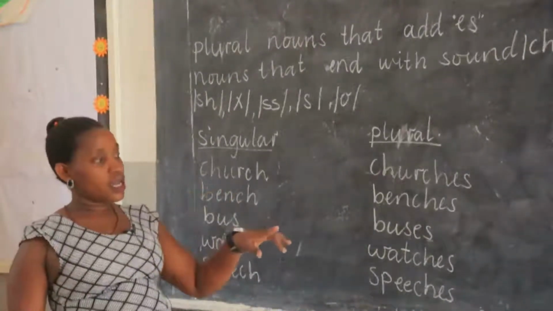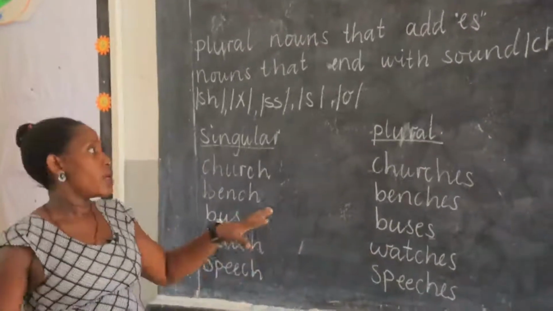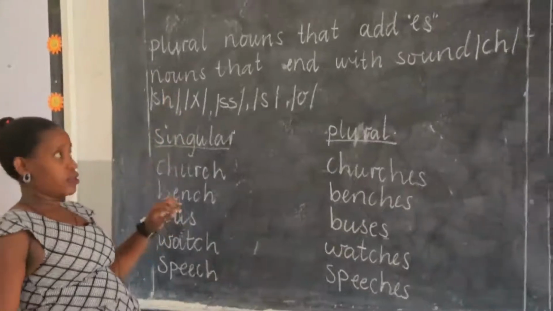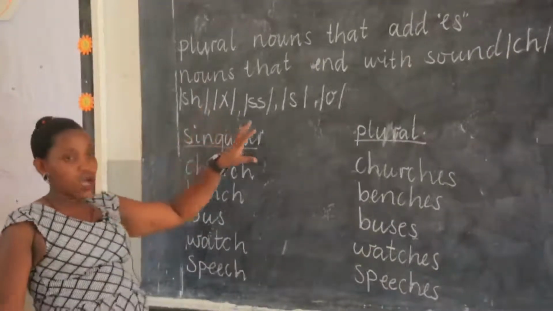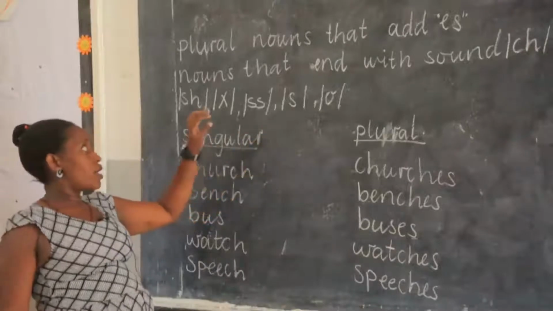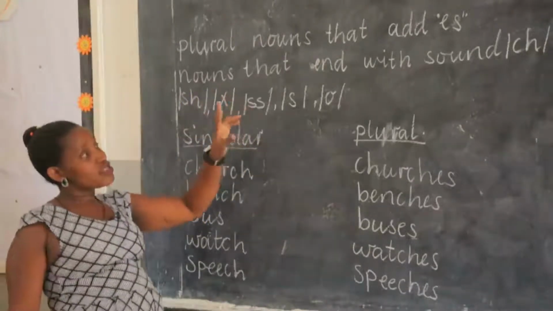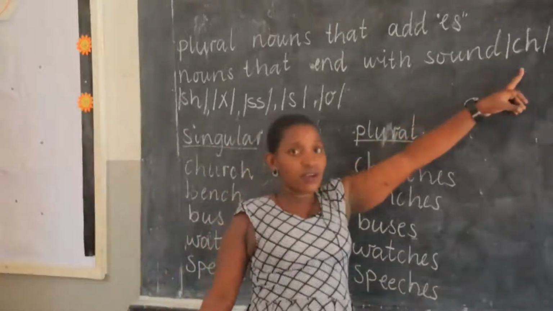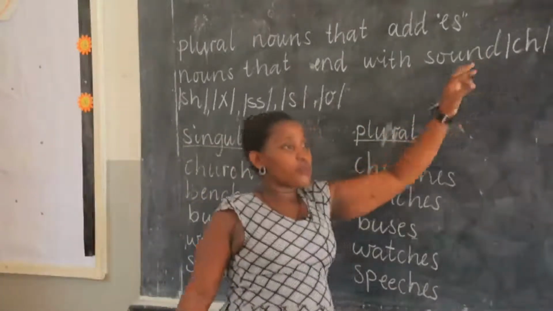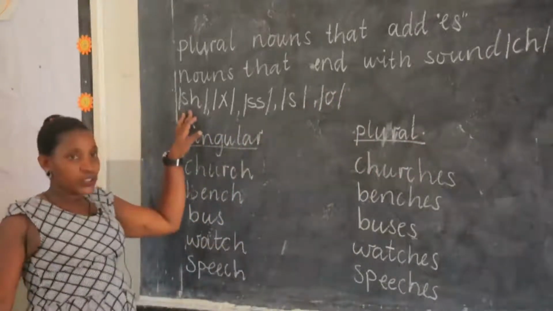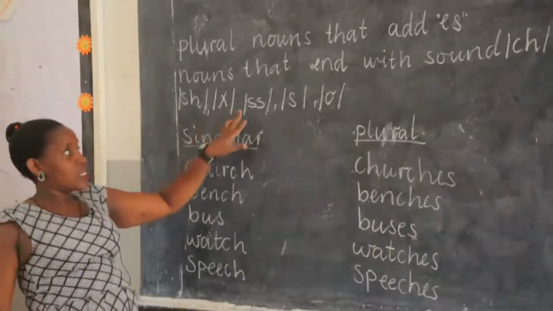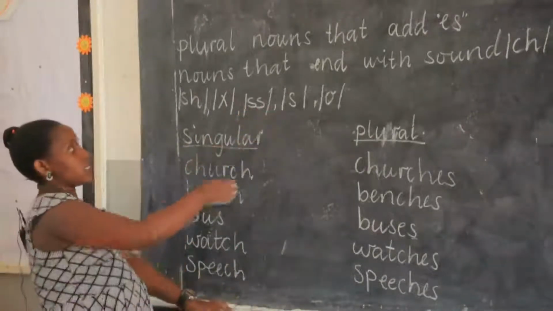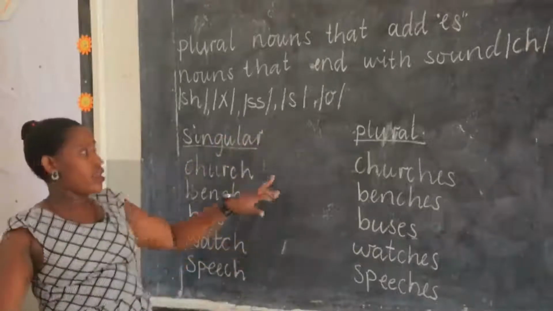So after looking at the other ones where we add s, we come and look at those plural nouns that add es. And what guides us to add es on a noun? We are saying nouns that end with the sound ch, sound sh, then ts, then s, and then s. Now when you come to these ones, you see it is s, s, and then s.